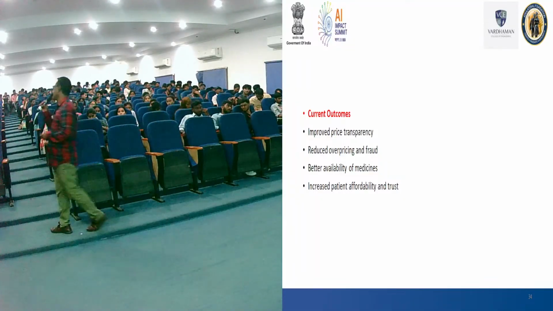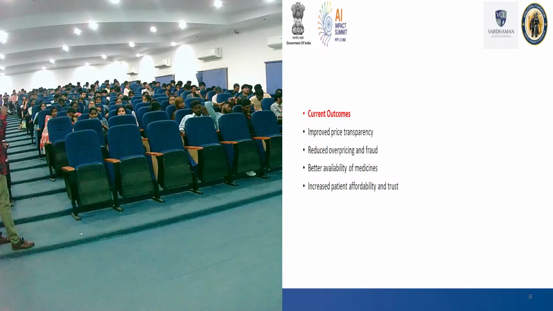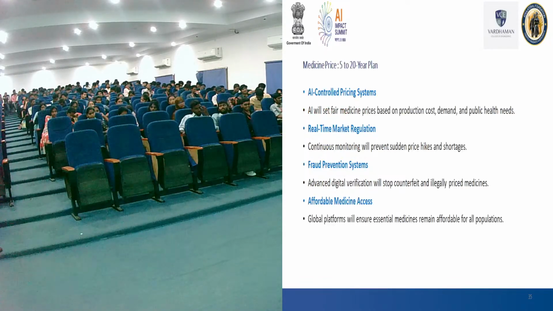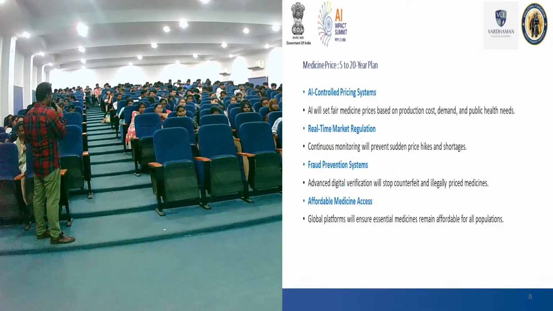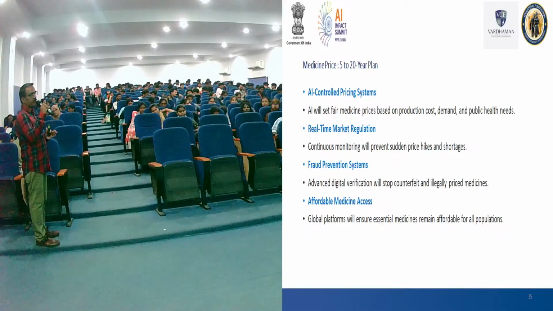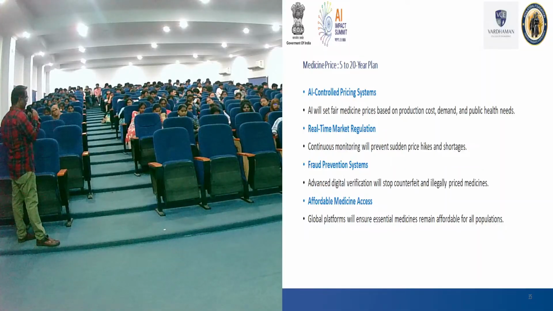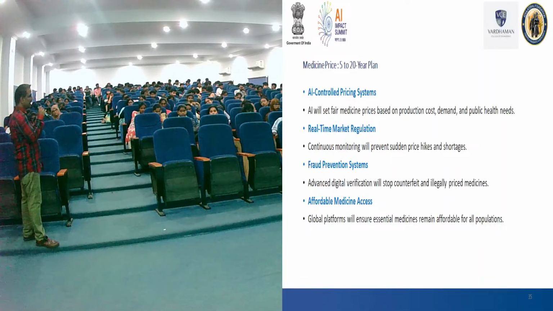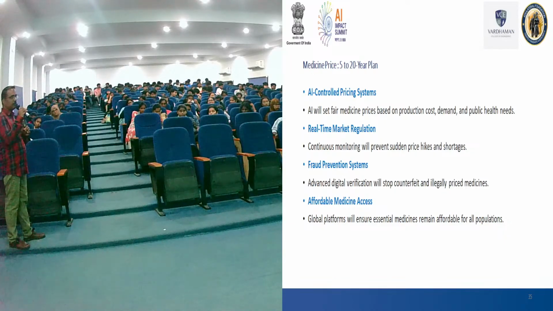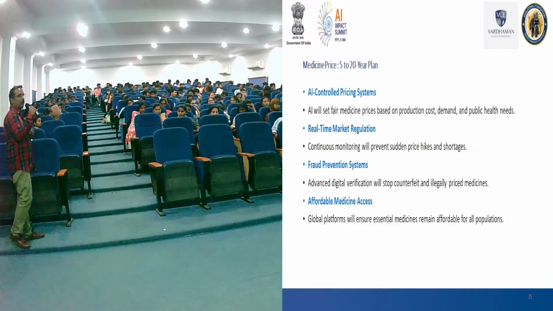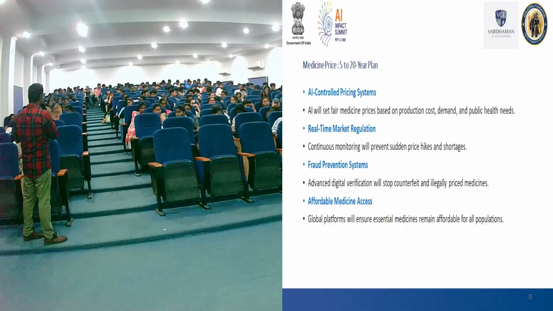So guys, what the design is here is very important: an AI-controlled pricing system. Normal pricing systems are available, but you are going to connect the pricing system with AI. AI will set fair medicine prices based on production cost, demand, and public health needs. Real-time market regulation: every day the price will be changing. Continuous monitoring will prevent sudden price hikes and shortages, so AI will analyze the hikes and shortages.